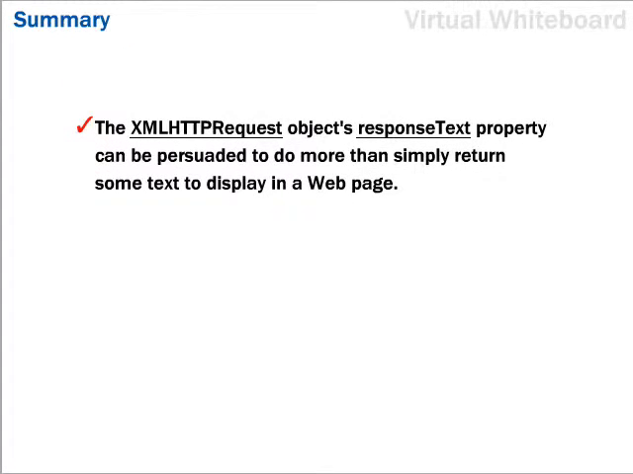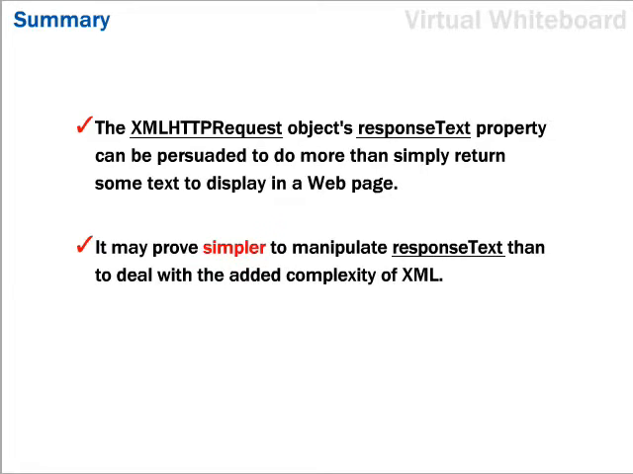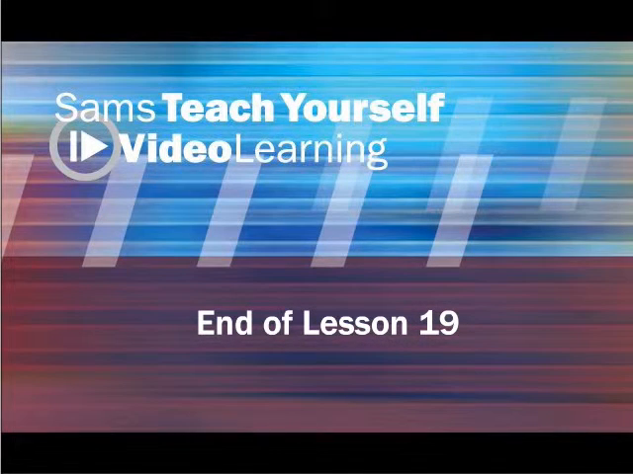With little effort, the XML HTTP request object's response text property can be persuaded to do more than simply return some text to display in a web page. For all but the most complex data formats, it may prove simpler to manipulate response text than to deal with the added complexity of XML. In this chapter, you saw several examples of this technique, ranging from the simple update of text content within a page element to the manipulation of more complex data structures.